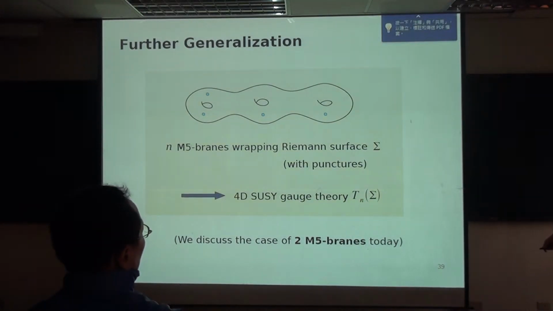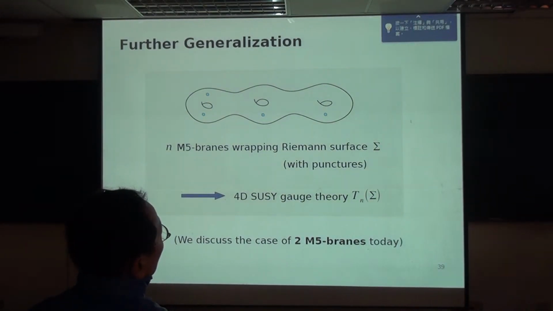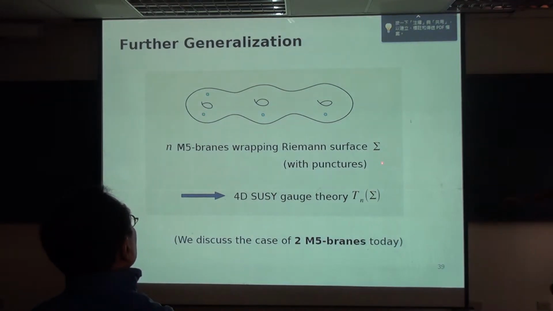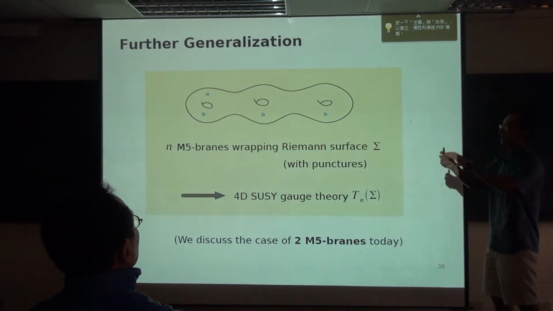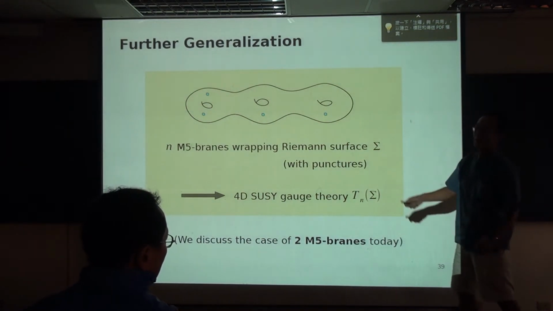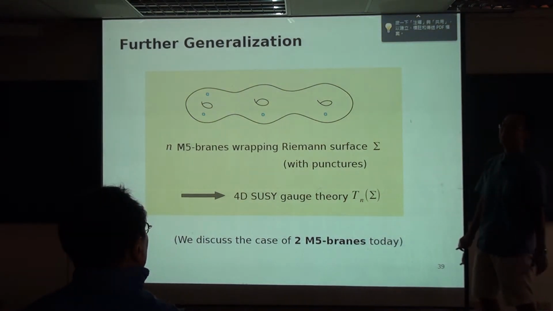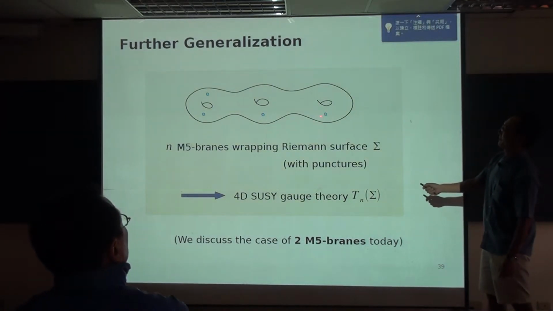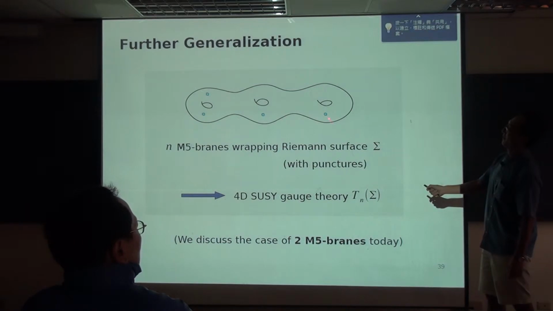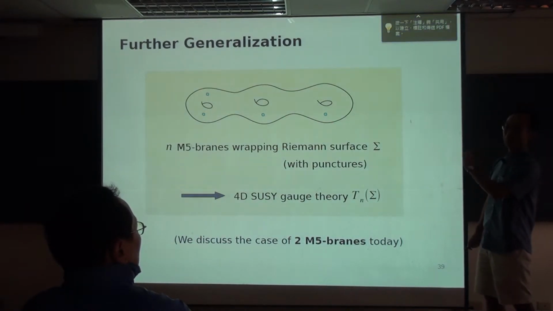What is a puncture? A puncture is a small hole. The Riemann surface is smooth, but at some point we can introduce a small hole.